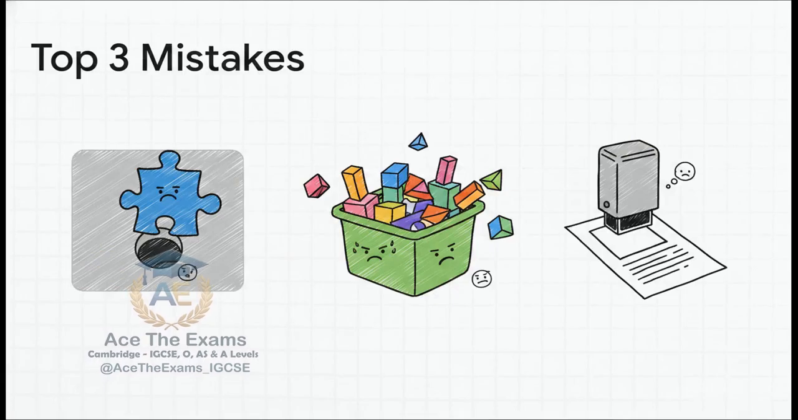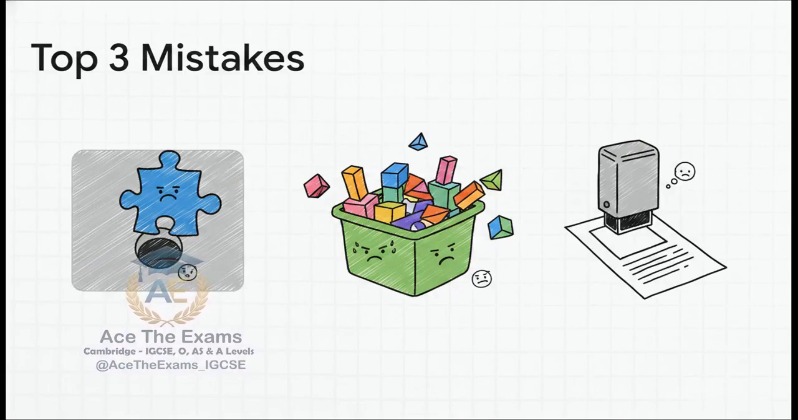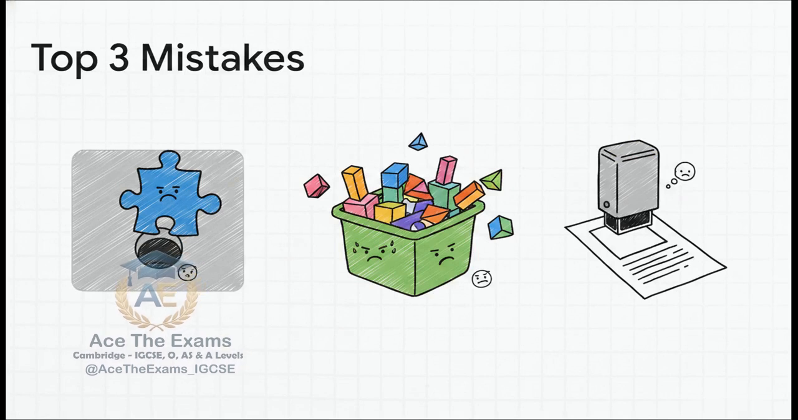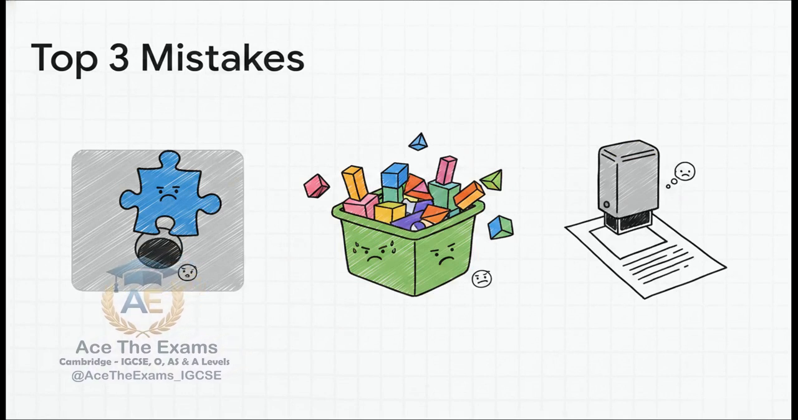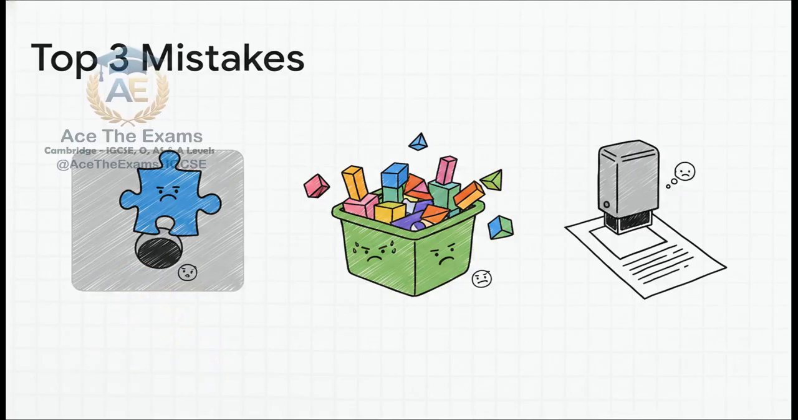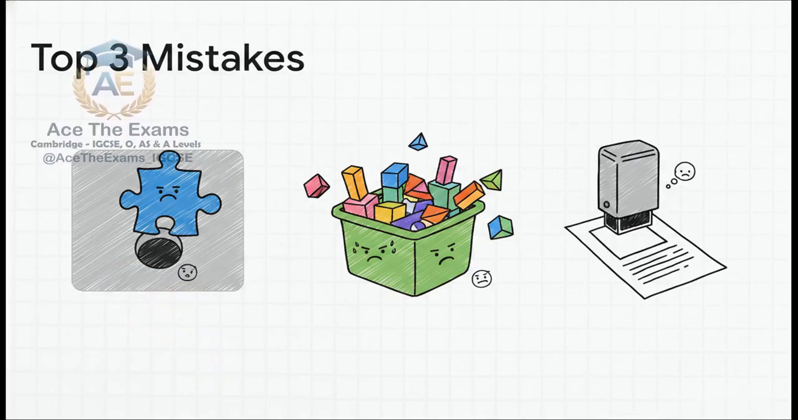Here they are. Trap number 1. Using the completely wrong formula or algorithm for the context. This happens when you just blindly memorize lines of code but utterly fail to understand its real-world application. Trap number 2. Forgetting boundary conditions and edge cases.